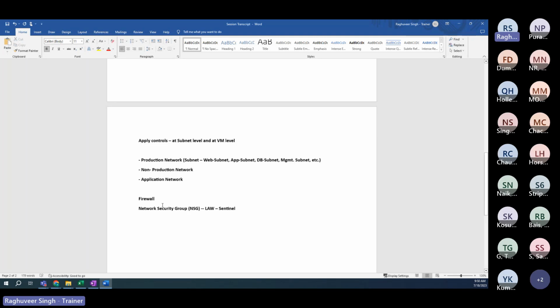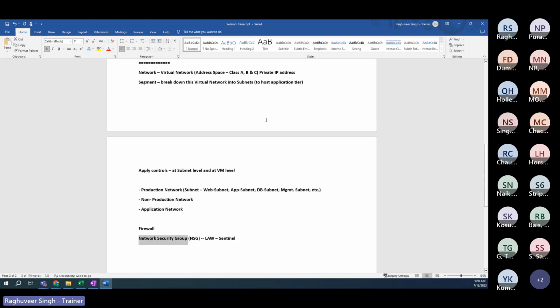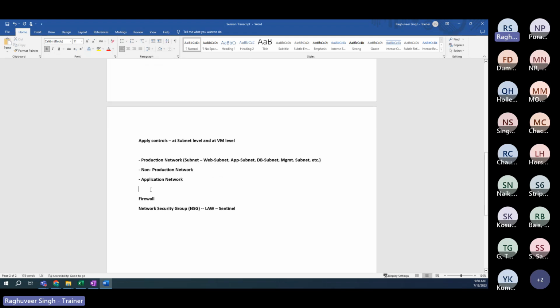I can provision a firewall at the perimeter layer, and all the traffic which comes to my network has to pass through this firewall, and it will be filtered based on the policies which I have configured at the firewall level. If it satisfies the policies, it will be allowed to move further, and then it has to go through the NSG. So it's a dual layer of protection that I'm putting in place in my network. That is what we do at the network level from the security perspective.